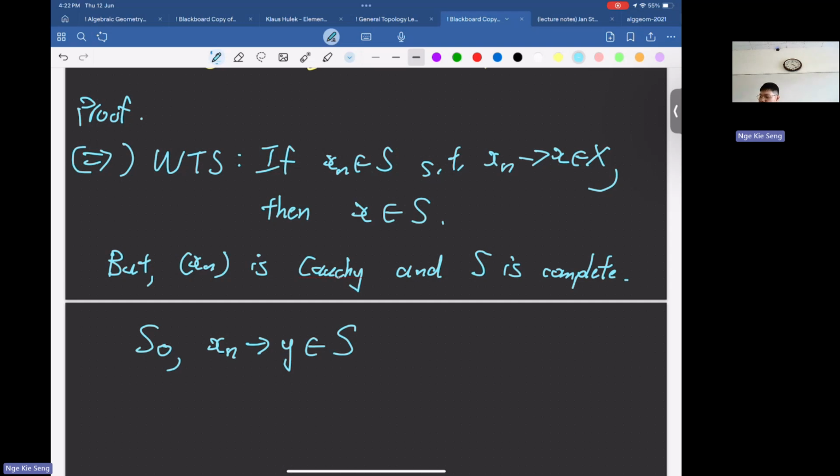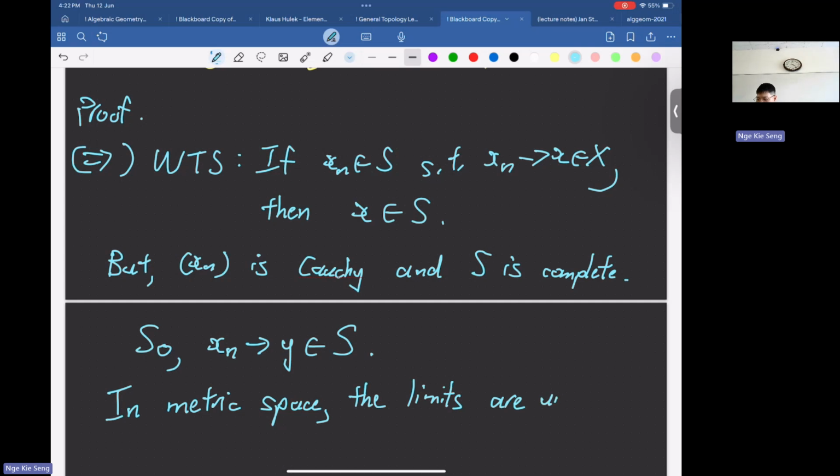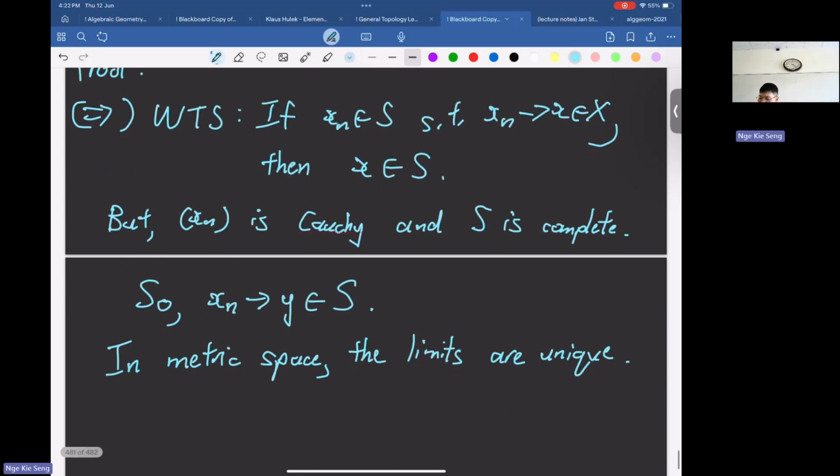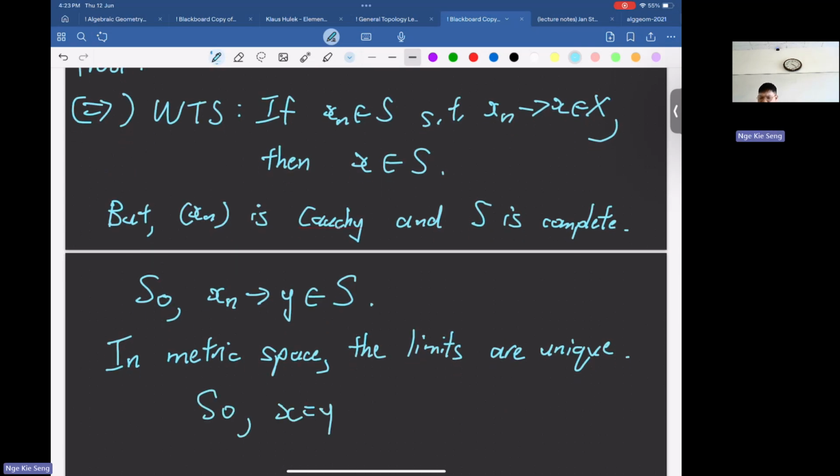But can this x and y be different or not? Would it be different? Why not? In a metric space, the limit is unique. So x equals y. Is it hard to see why a metric space is a Hausdorff space or not?